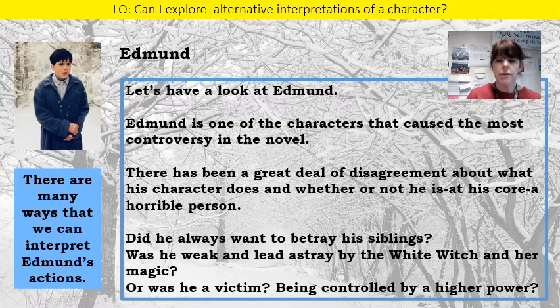So let's have a closer look at Edmund then. Edmund is one of the characters that caused the most controversy in the novel. There's been a great deal of disagreement about what his character does and whether or not he is at core a horrible person. Did he want to betray his siblings? Was he weak and led astray by the White Witch and her magic? Or was he a victim being controlled by a higher power? There's lots of different interpretations we can think about Edmund.